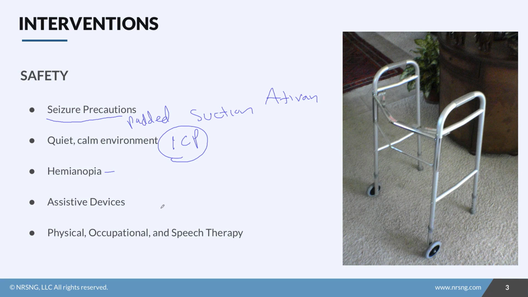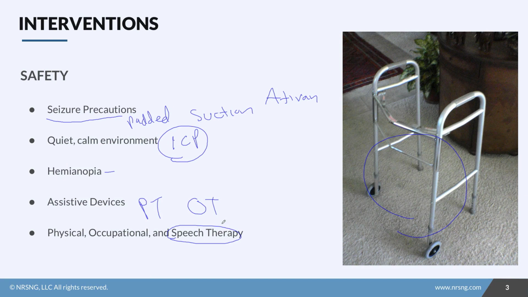Now, if they have any residual weakness, we're going to provide assistive devices like walkers and canes, and get them involved with physical therapy very quickly, and occupational therapy, so these patients can get back and be safe and start ambulating as quickly as they can. If these patients have dysphagia, they're going to get involved with speech therapy as well, to help assess their ability to swallow.